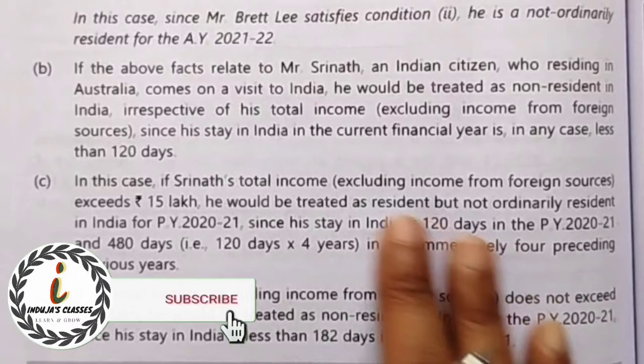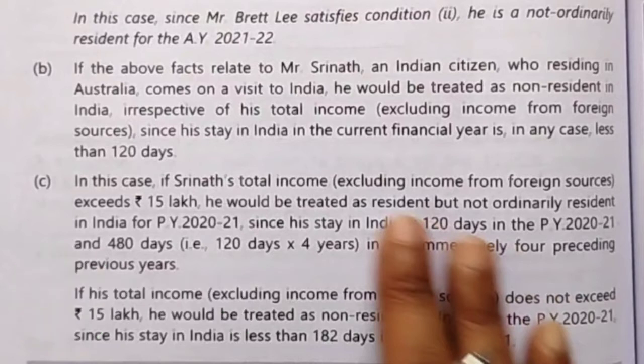And if his income exceeds rupees 15 lakh, then two conditions are there. Either he must stay in India for 182 days or more during the current previous year, or 120 days during the current previous year and a total of 365 days during the 4 preceding previous years. So, in order to become a resident, in case of an Indian citizen who visits India during the current previous year, at least he must stay in India for 120 days, which is the minimum. So, since he stays in India for only 100 days, which is less than 120 days, even if his total income exceeds rupees 15 lakh, he is a non-resident.